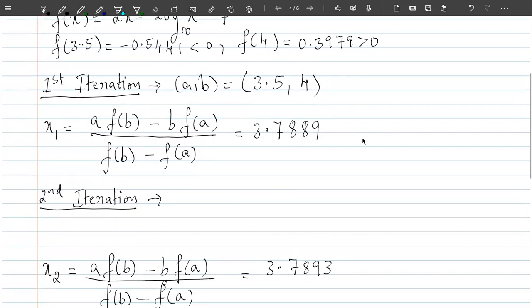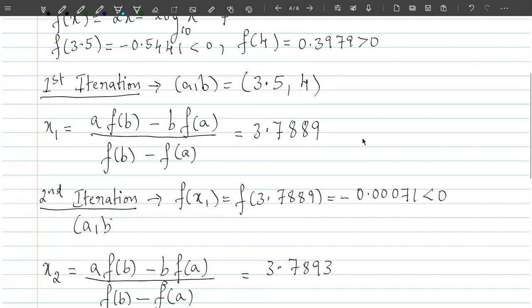So I need a new interval a comma b. So let me calculate f of x1. F of x1 is f of 3.7889. That is equal to minus 0.00071, a negative value. So how do you write the next interval a comma b?